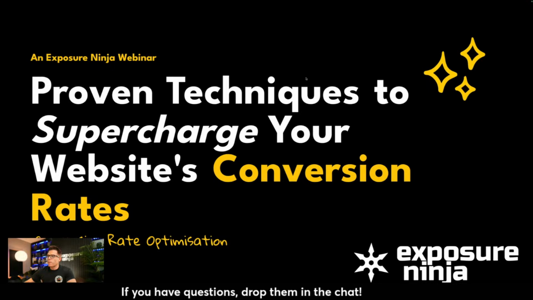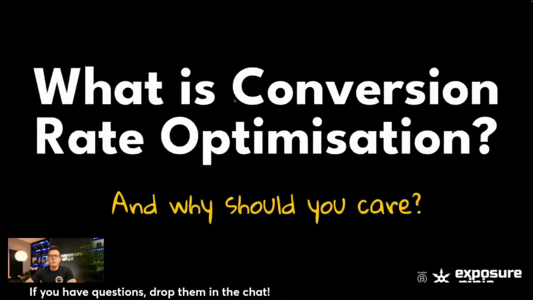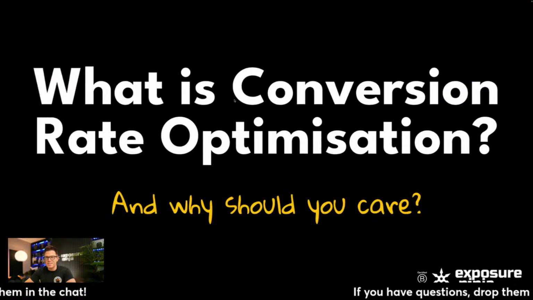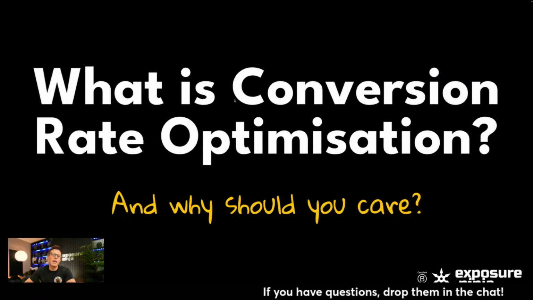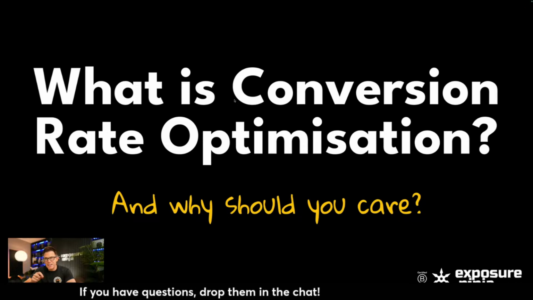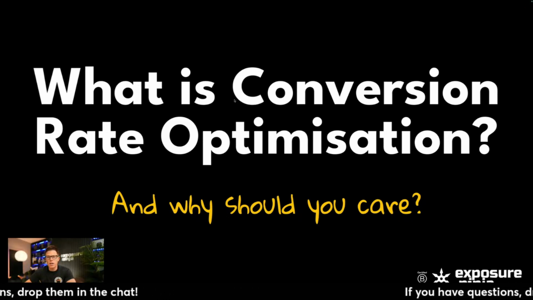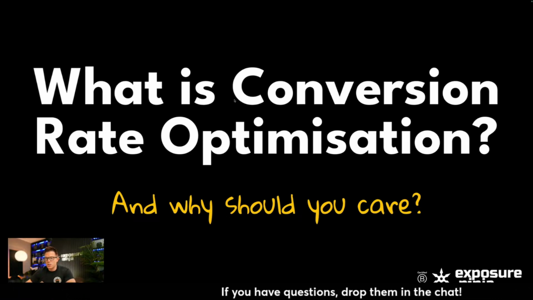So, what is conversion rate optimization? Well, conversion rate optimization, as the name suggests, is optimizing the conversion rate. The conversion rate is the percentage of people that come onto your site that take some sort of desired action, so becoming a lead or a sale, typically. Why should you care? Because this is super leverage on everything that you do. Let me just show you an example.